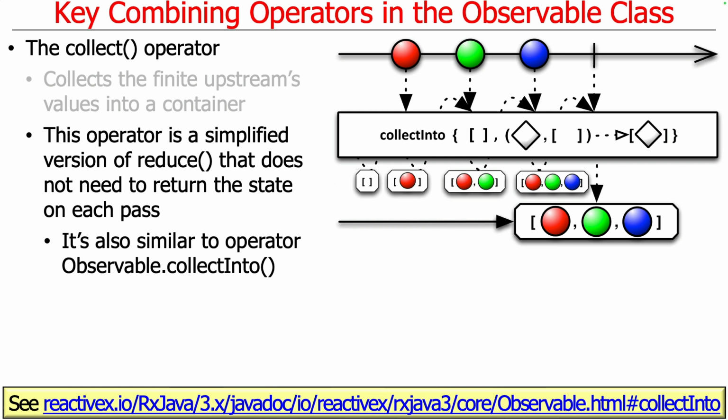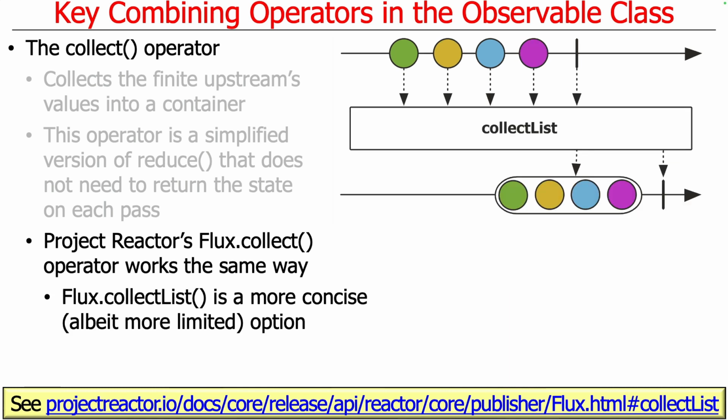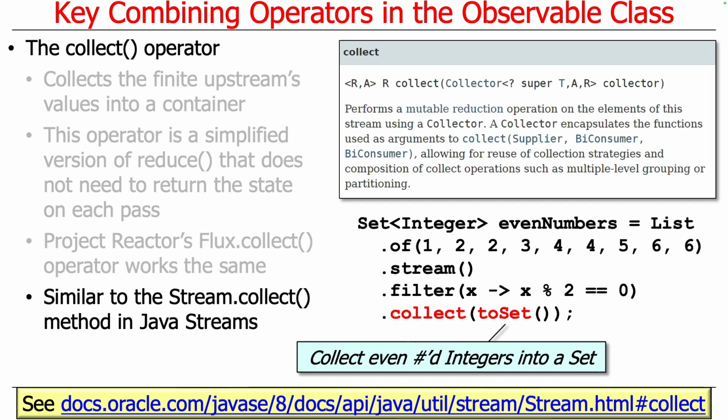It's similar to the collectInto mechanism, but you can provide your own collector, so it's arguably more generalized. And then the collect operator in Project Reactor's Flux works the same way. collectList is more concise, but only works on lists. And this all is very similar to Java Streams collect. Just for kicks, I changed this to collect into a set as opposed to collect into a list, but same basic idea. You can do the same kind of thing by passing in the appropriate collector factory with collect in RxJava and Project Reactor.